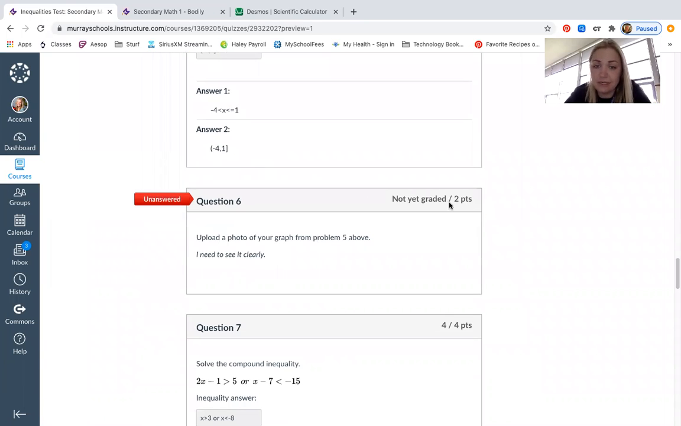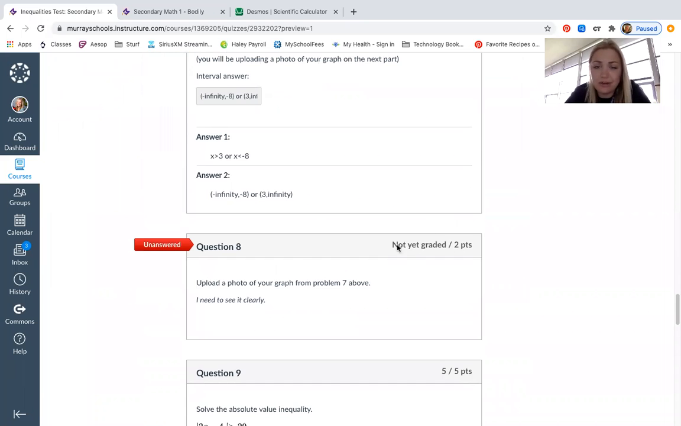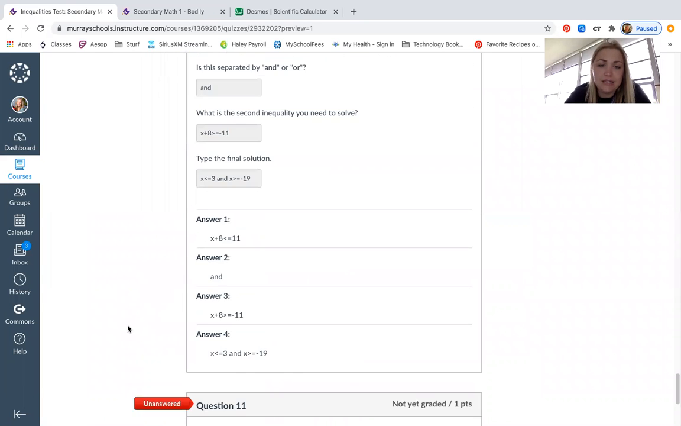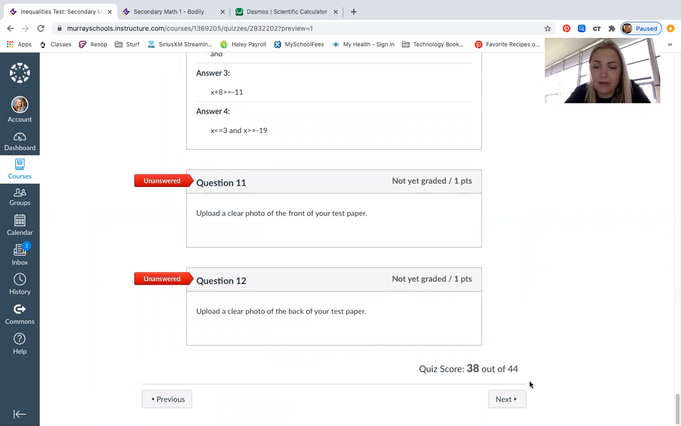Because remember, question 6 hasn't been graded yet. That would be worth 2 points. And question 8 hasn't been graded yet. That's worth 2 points. And then scroll down to the very bottom. These two have obviously not been graded yet either.